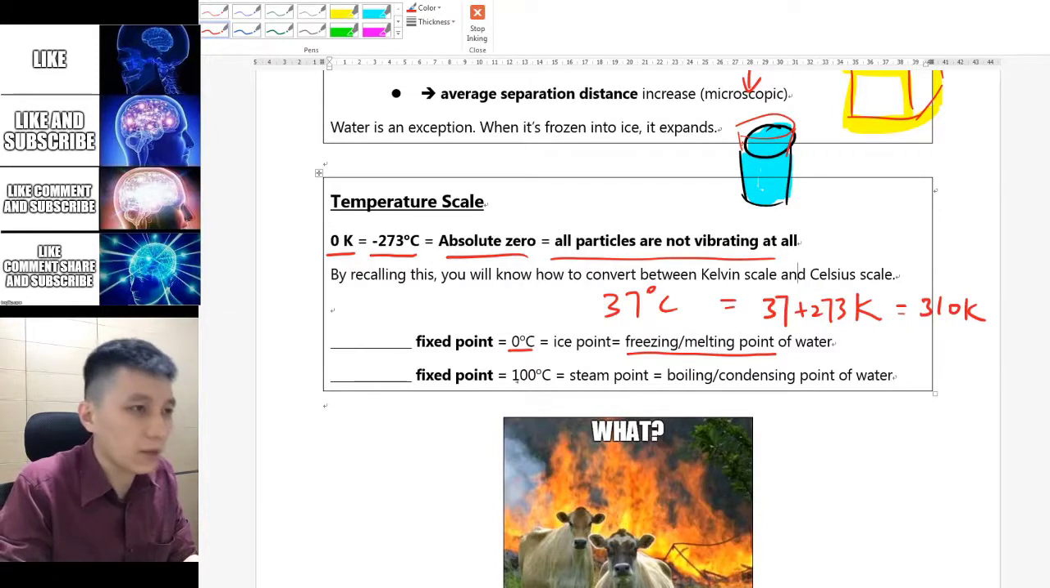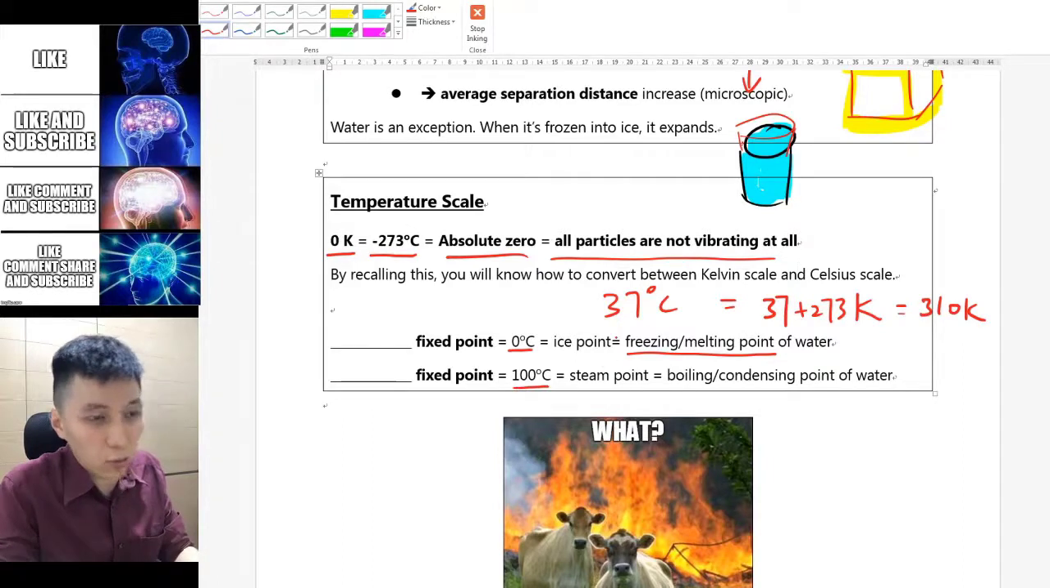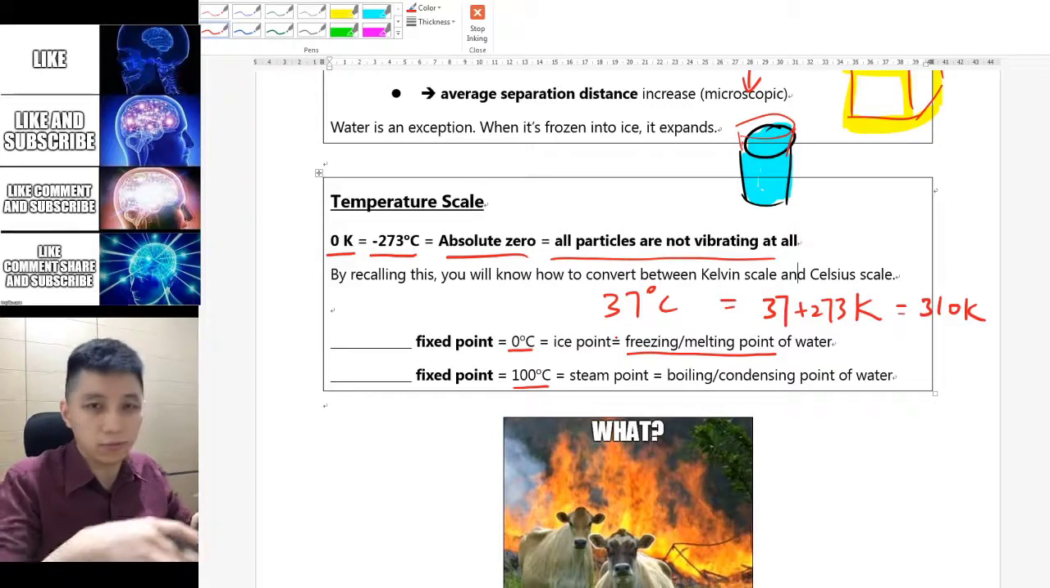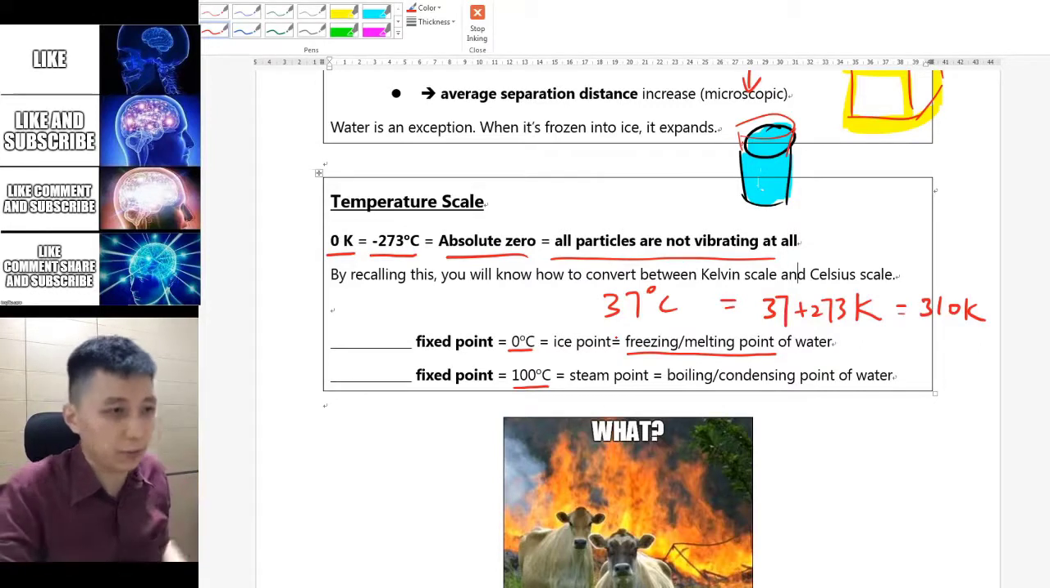And similarly, it will be 100 degrees Celsius. As you know, when water boils, it has to be 100 degrees Celsius, again given the atmospheric pressure is the one that you have normally, as in on sea level, for example.